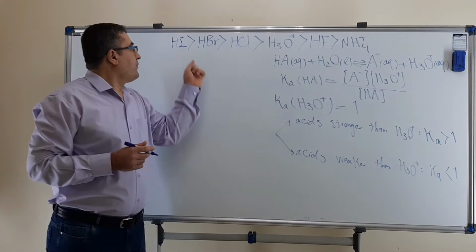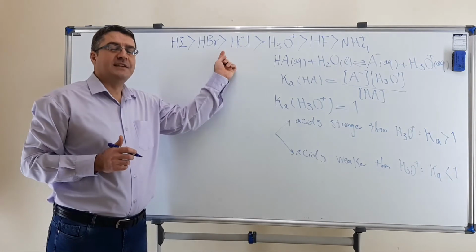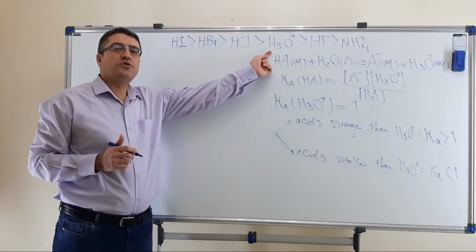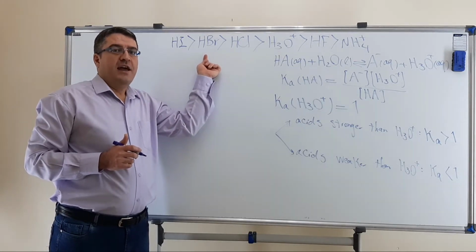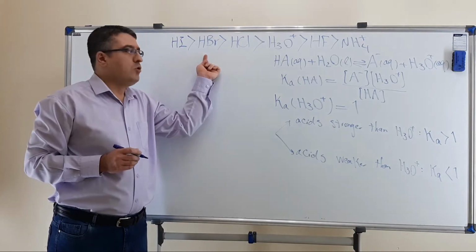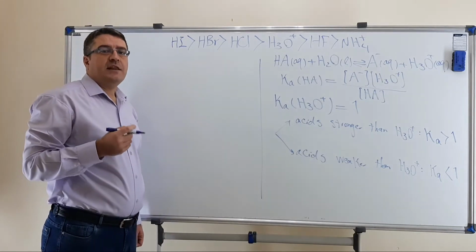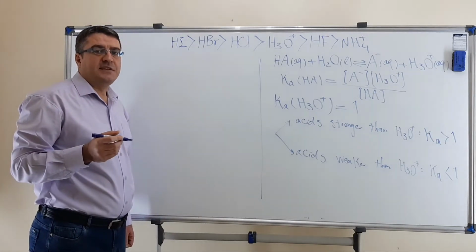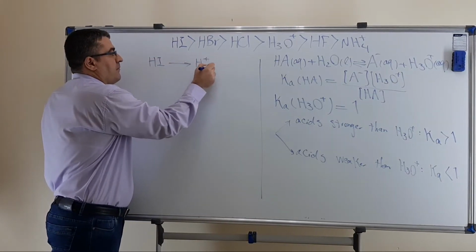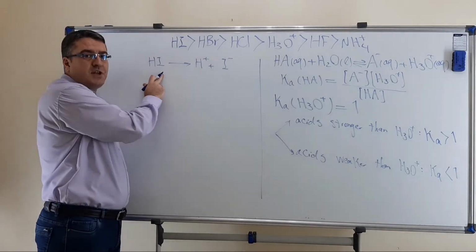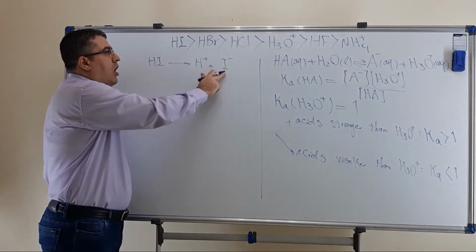For example, hydroiodic acid, hydrobromic acid, and hydrochloric acid are stronger than the hydronium cation and have acidity constant greater than 1, so the acid dissociation reaction is almost complete. And we can consider the following net forward reactions for their acid dissociation. In aqueous solutions, we can assume that these acid dissociation reactions are almost complete.